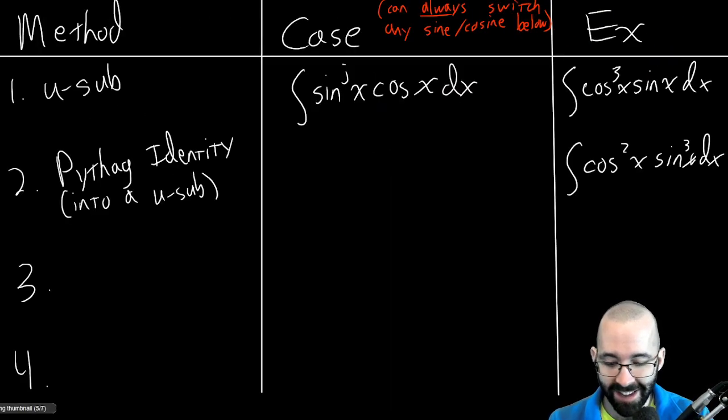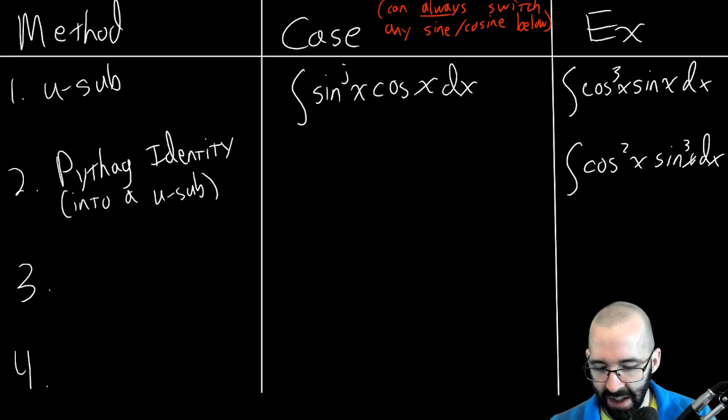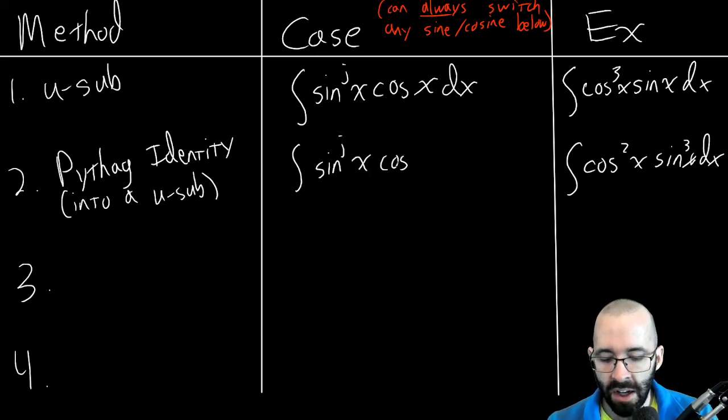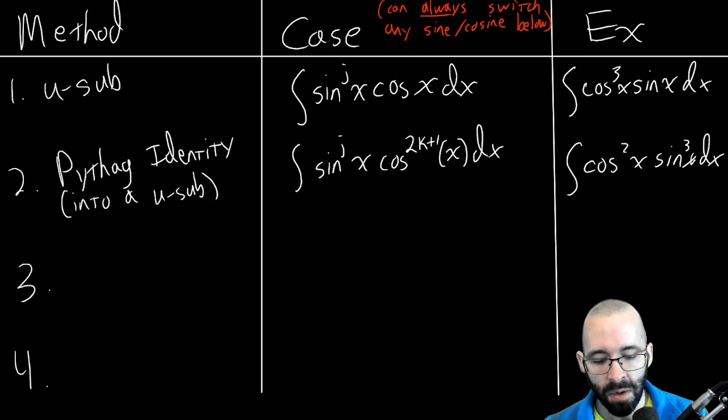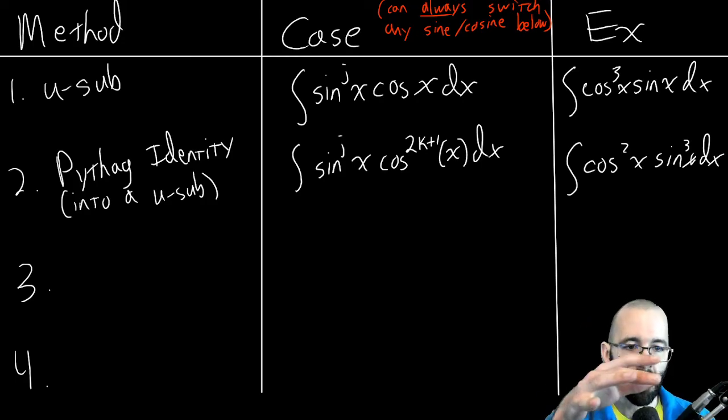Oh, no, it's not. So what's the general case that we do this with? All right. It's going to be the integral of sine to some power and then cosine to an odd power. I'm going to write that as 2k plus 1. That odd power is important because we need a leftover. The even part gets Pythagorean identitied, and the leftover is for that du.